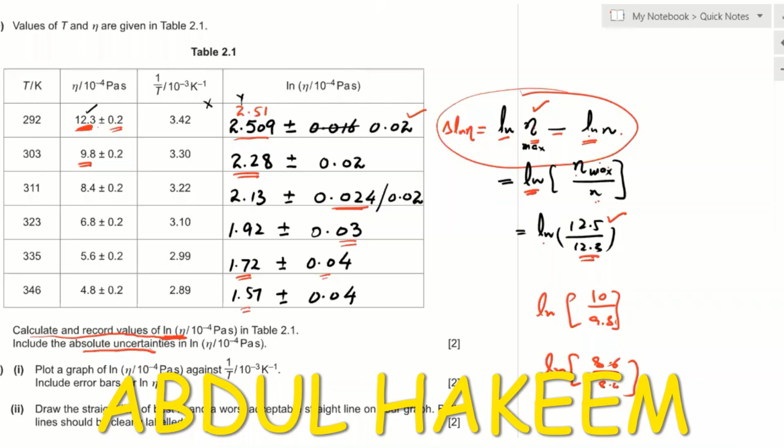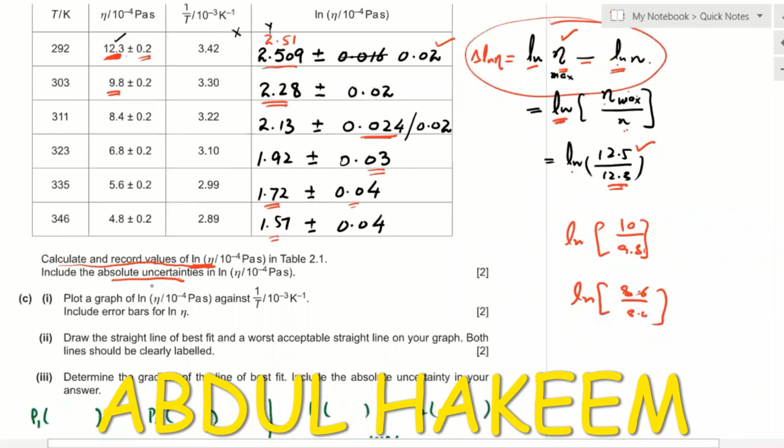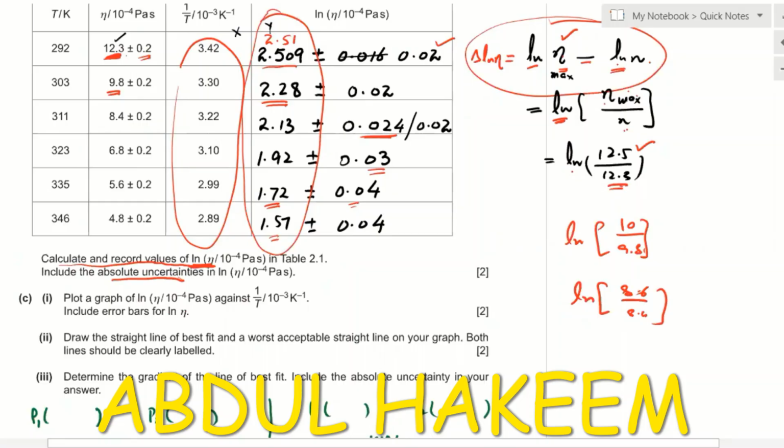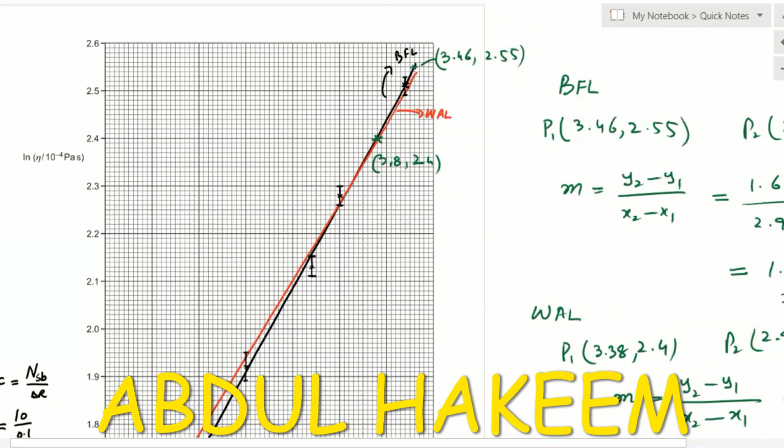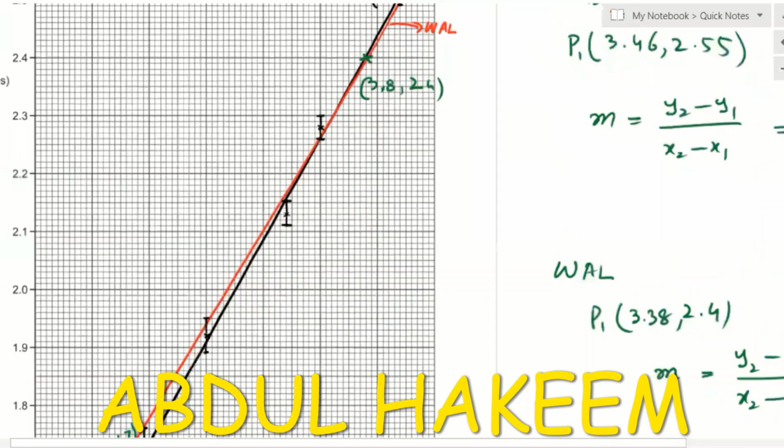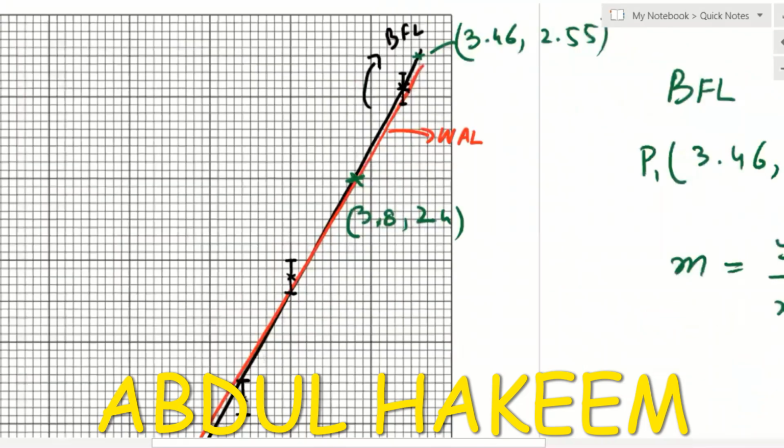Now the next part, part C, is to plot the graph of ln eta against 1 over t, and include the error bars for ln eta. So first we will draw the points, with this column on the x-axis and these values on the y-axis, because 1 over t is required on the x-axis and ln eta on the y-axis. First we will take these 2 points. So look at the graph, it's already drawn for you. So we will write these points.